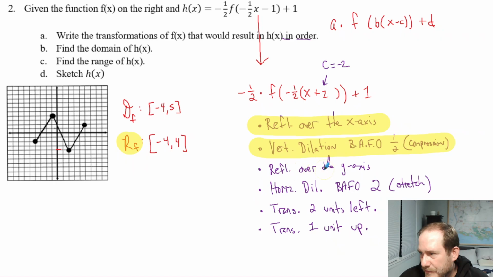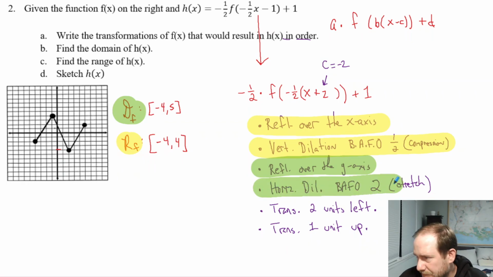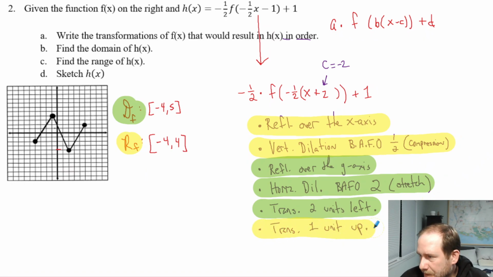A reflection over the y-axis? No, that's going to be domain, because reflecting over the y changes x values. So that's domain. Horizontal dilation, that's going to affect x values. So that's another domain thing. Translating 2 units left, that's x's. That's another domain thing. And then translating 1 unit up, that is a range thing.